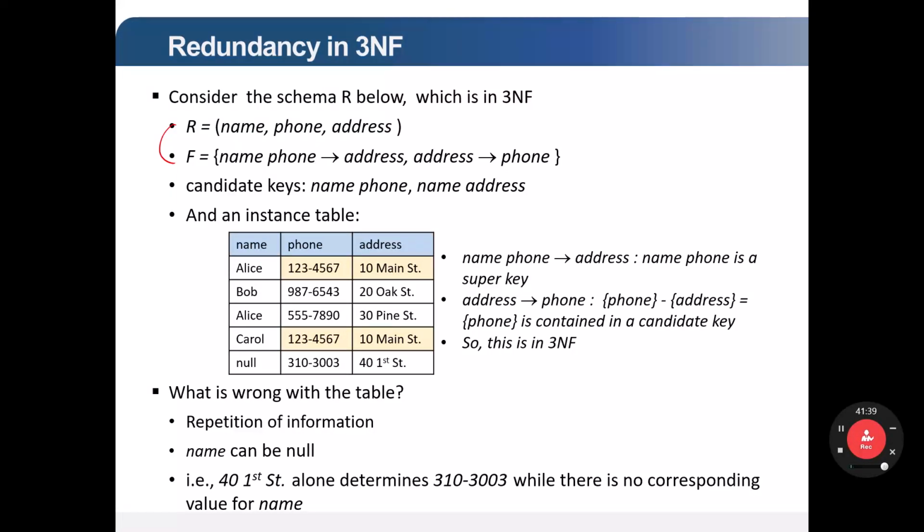A typical example is this address and phone number example. So we have a name column, phone number, and address. And let's assume Alice and Carol are roommates. They are sharing the same phone number and they are sharing the same address.